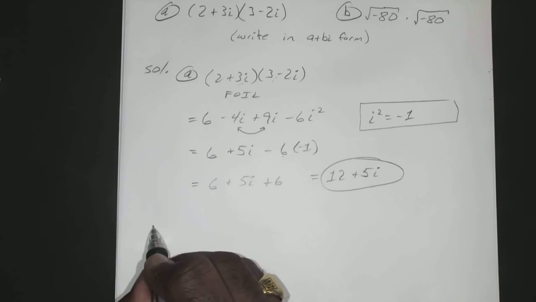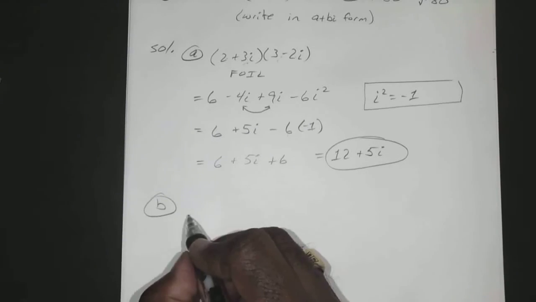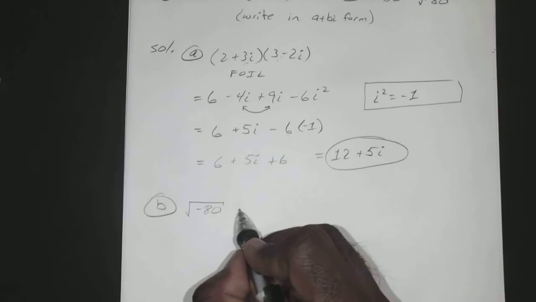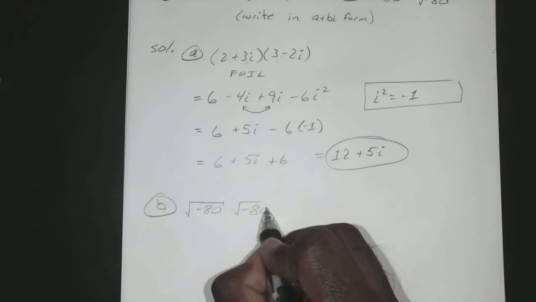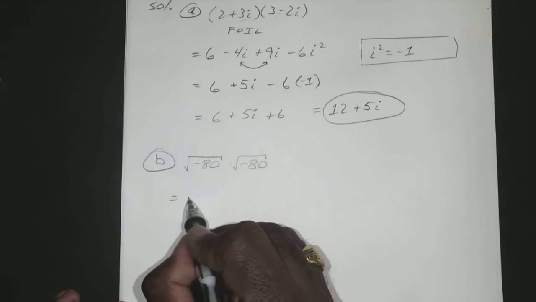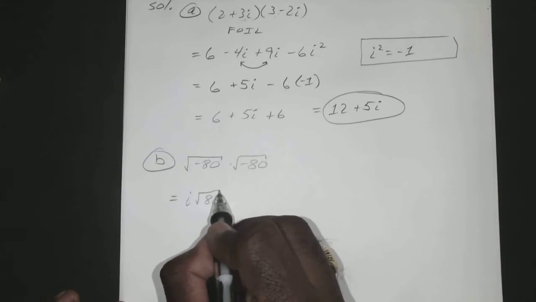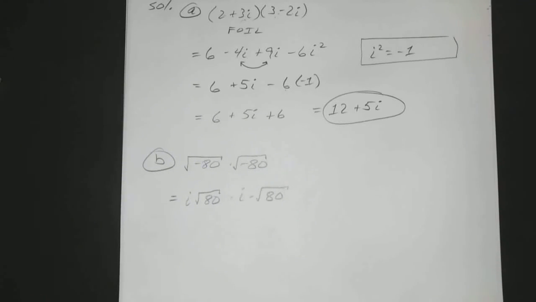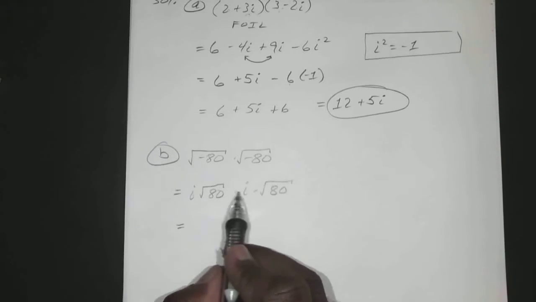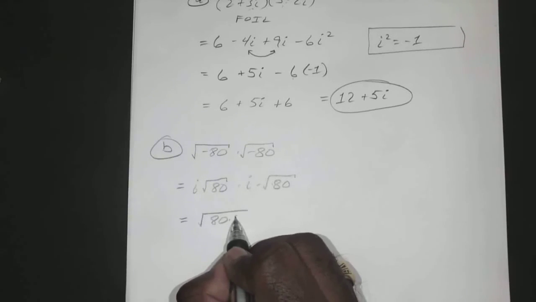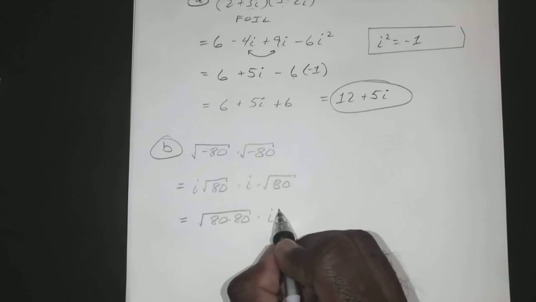Okay. Now for problem B, you have square root of negative 80 times square root of negative 80. That's just going to be i times square root of 80 times i times square root of 80. So it gives you square root of 80 times square root of 80, square root of 80 times 80, times i squared.